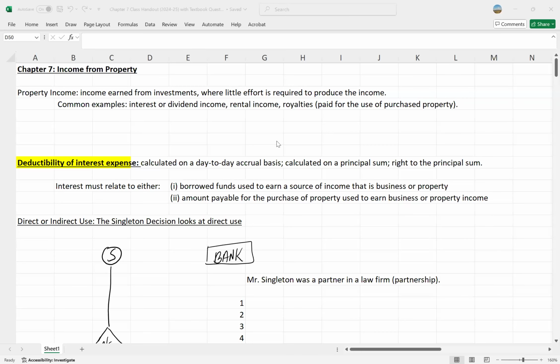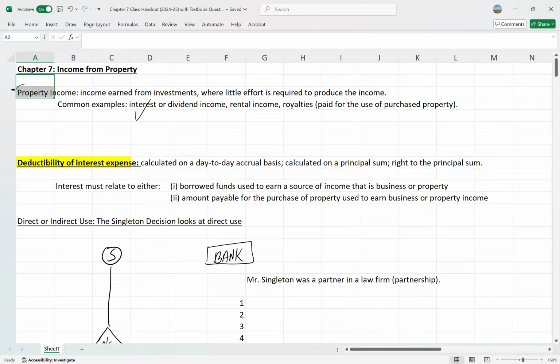Tonight we're going to cover Chapter 7, which deals with property income. Now, when we talk about property income, we're basically talking about income that is earned mostly from investments or where little effort is required to produce the income. So some common examples of property income: interest income.